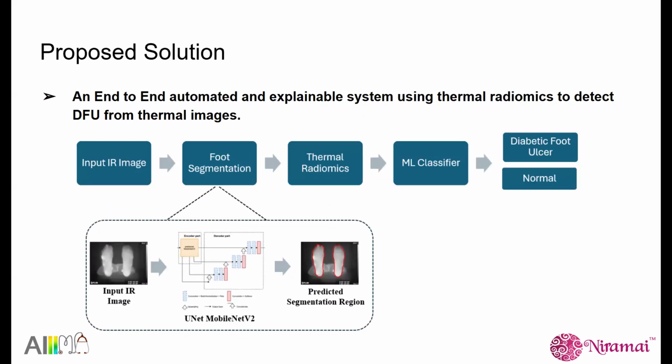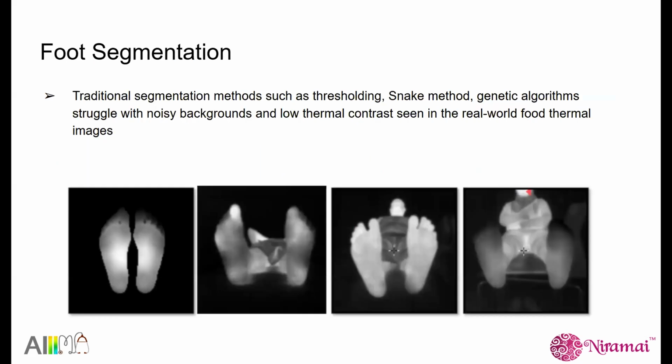So the proposed solution is an end-to-end automated and explainable system using thermal radiomics to detect DFU from thermal images. We have the input IR images, and we first segment the foot regions. Usually the image can come with various backgrounds. Maybe if a strict protocol is followed, then it's not a problem. But in the real world scenario, we may have to segment the foot regions, the pixels related to the foot, and then we extract the necessary features, which are the thermal radiomics features, which can help us distinguish whether the foot is normal or has foot ulcer complications.